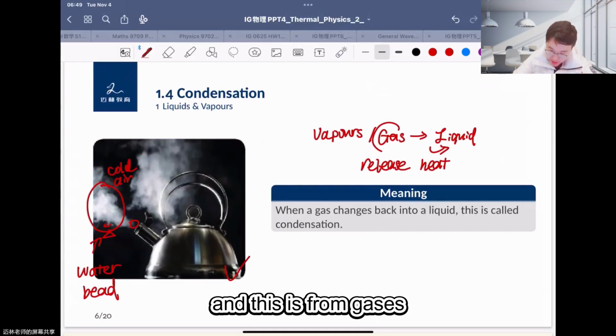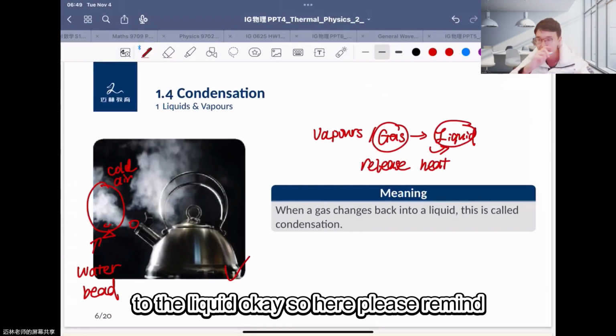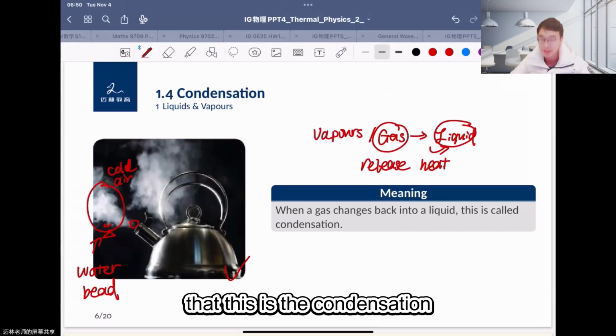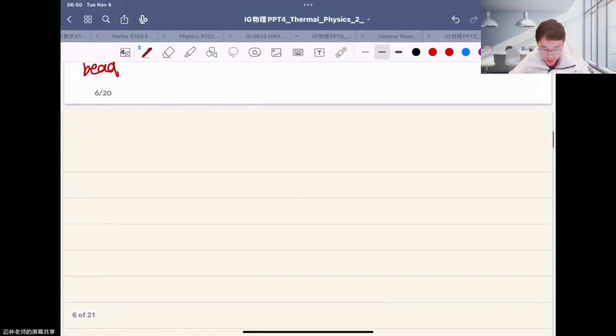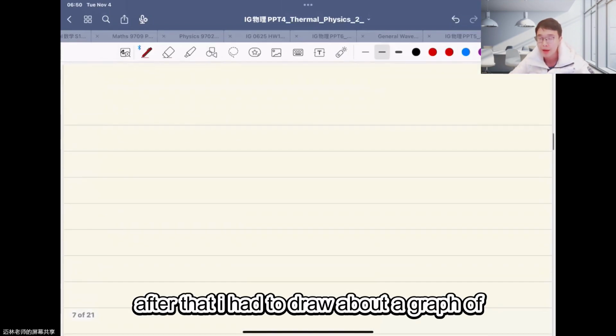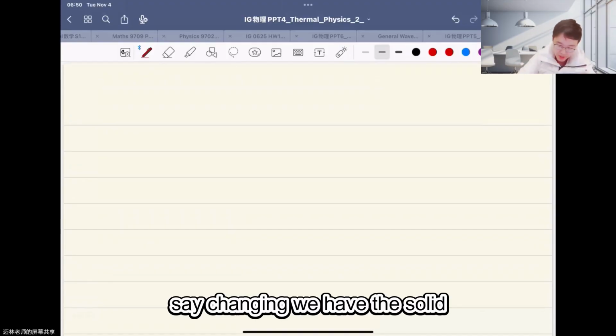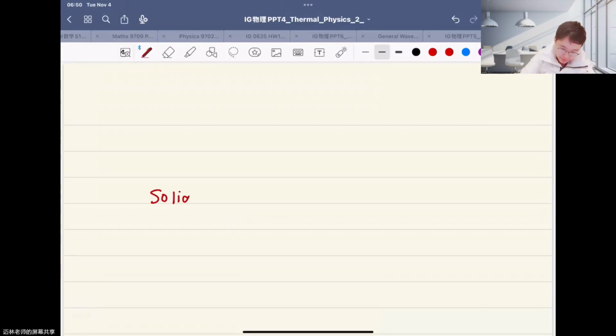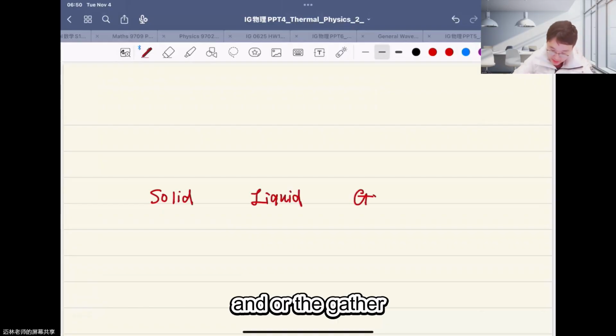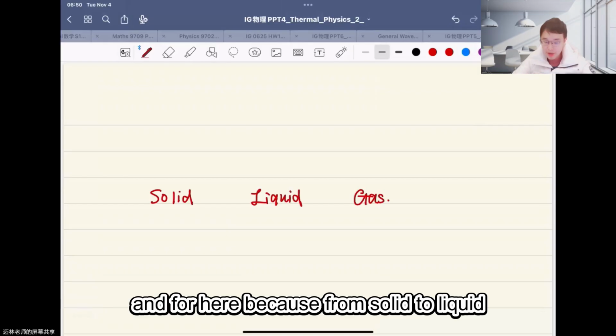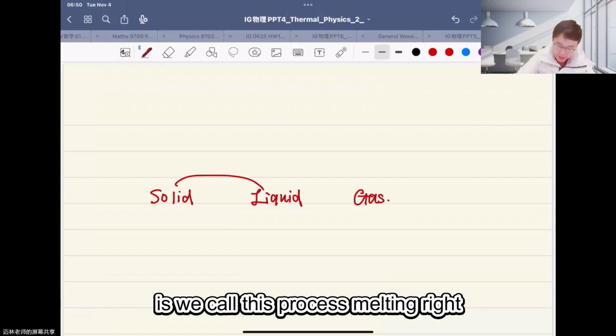And this is from the gases to the liquid, okay? So here, please remember that this is condensation. And after that, I have to draw a graph of the different changes. We have the solid, liquid, and gases. And from solid to liquid, we call this process melting, right?